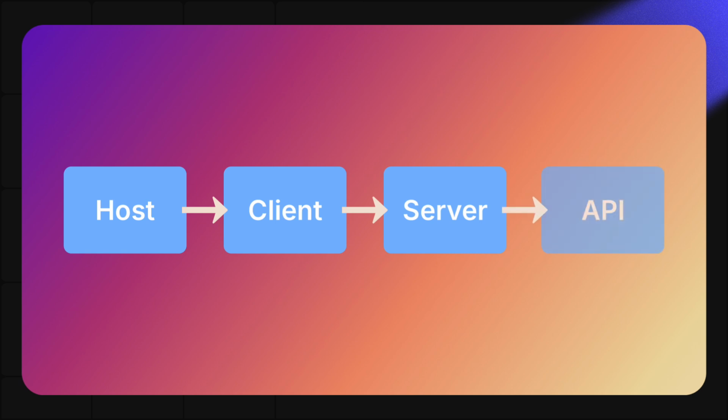Putting it all together, when the agent in your host application makes a tool call, the MCP client invokes the tool along with the inputs that the LLM generated, gets the response from the MCP server over the transport method, and passes it back up.